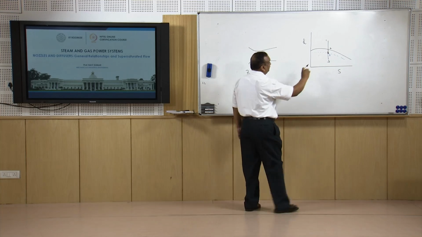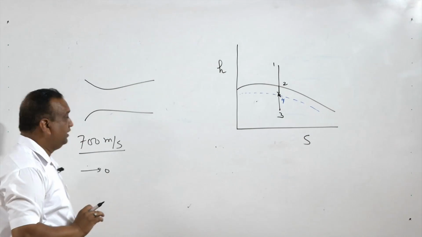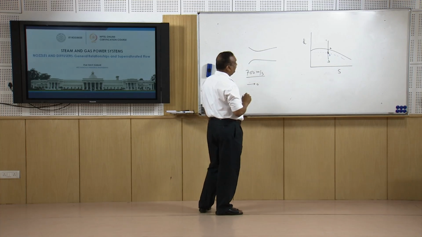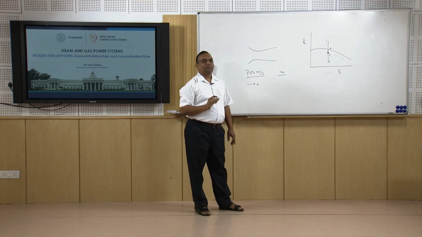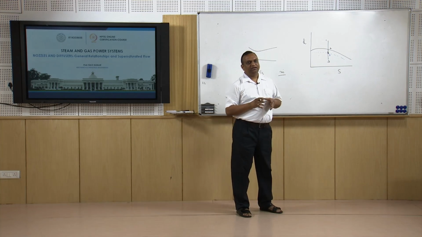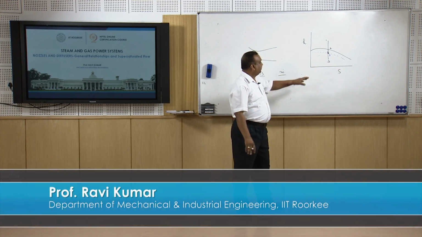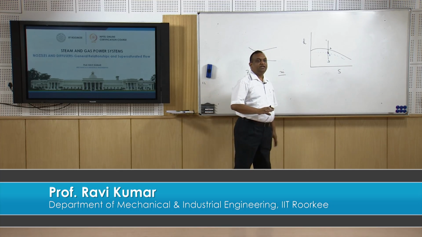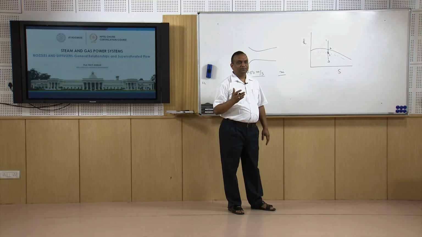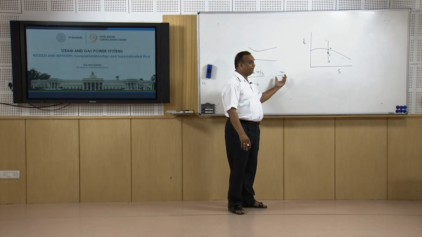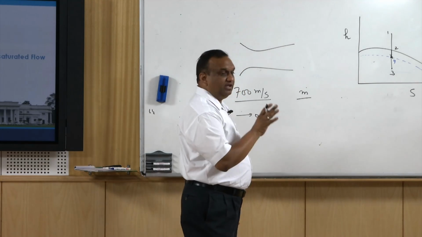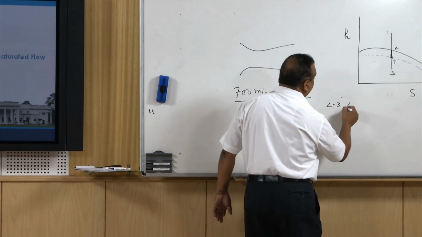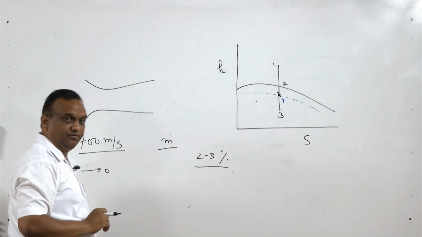Now due to this supersaturated flow, there is a very interesting phenomenon, that is an increase in the mass flow rate. Normally there are 2 to 5% friction losses during the flow inside a nozzle, but due to supersaturated flow, there is an increase in the mass flow rate inside the nozzle. Normally the losses due to friction are compensated by the increase in mass flow rate. If there is no friction loss, a 2 to 3% increase in the mass flow rate through the nozzle will be observed.